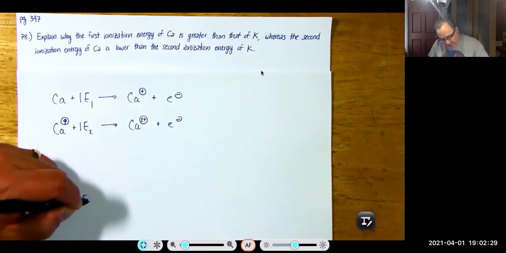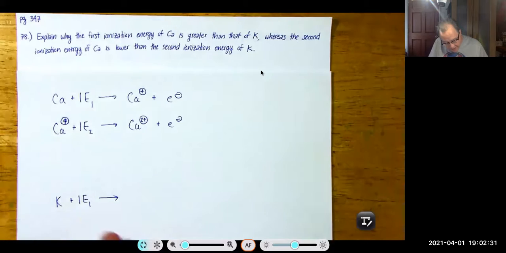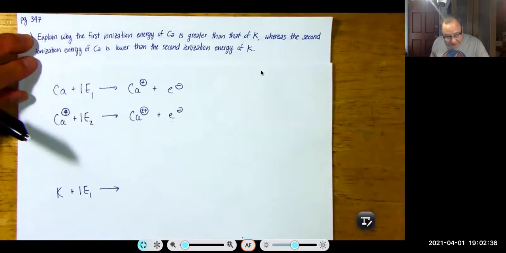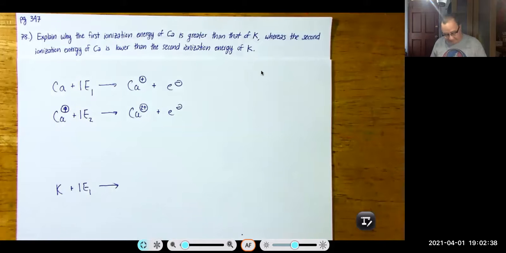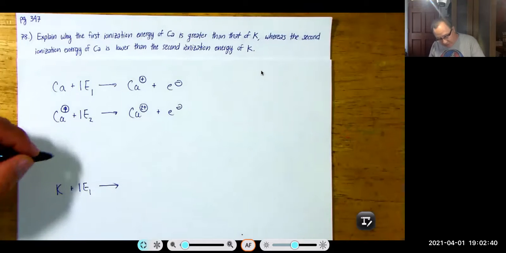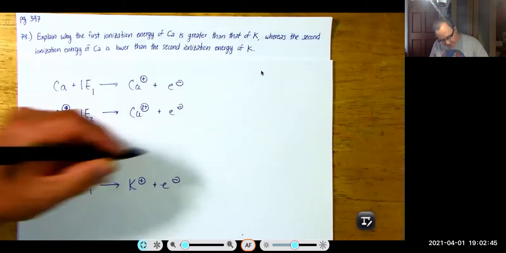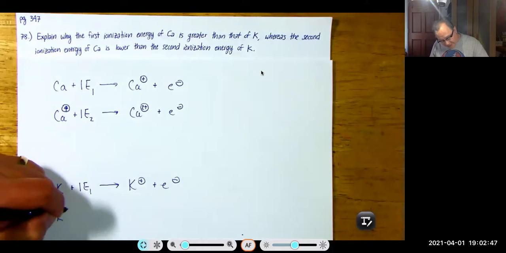Down here, I'm going to do the same for potassium. So this ionization energy 1 is unique to potassium, and it's different than the one for calcium. So I'm going to end up with a K plus an electron. And then the second one is going to look like this.